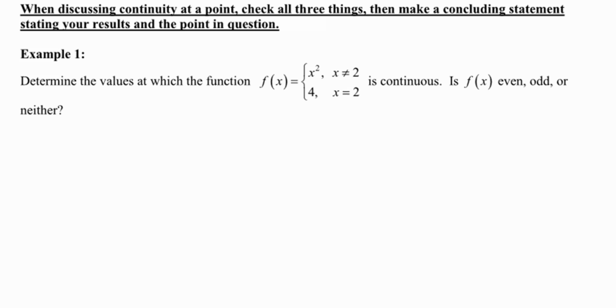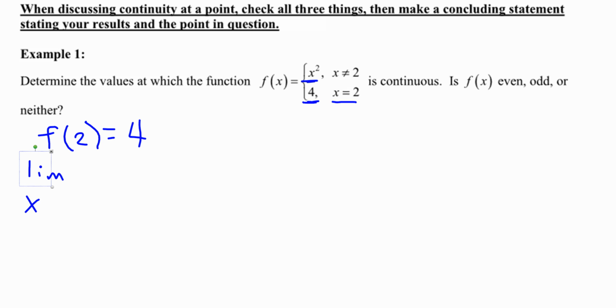We're trying to find where this is continuous. At 4, it's going to be continuous, or the y value of 4. Okay, that's at x equals 2. Everywhere else, x squared. X squared is continuous everywhere. So we just need to make sure that f of 2 equals the limit at x equals 2, because that's the only point where it could possibly be discontinuous. F of 2 is 4.